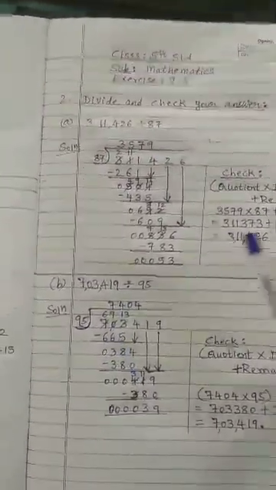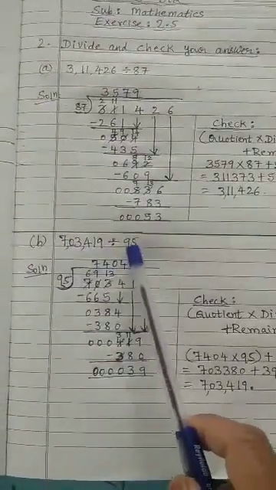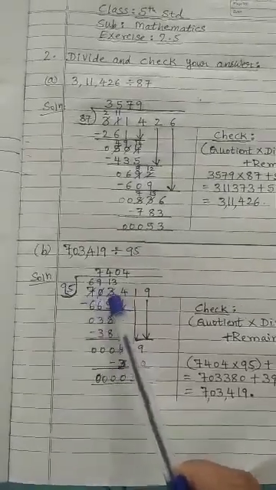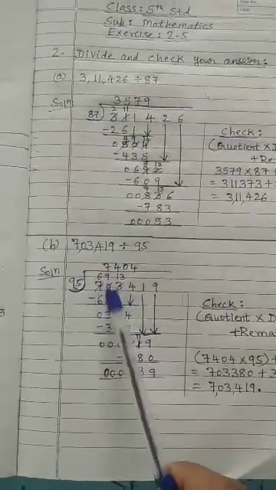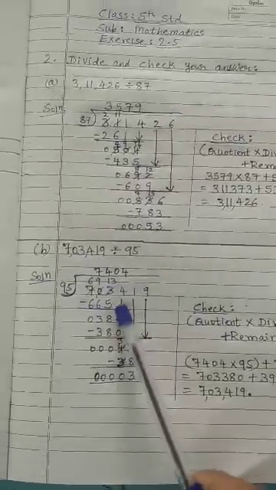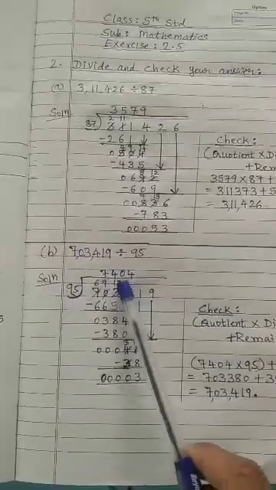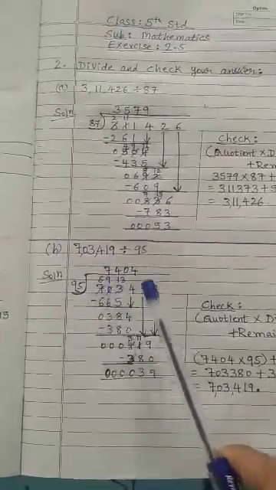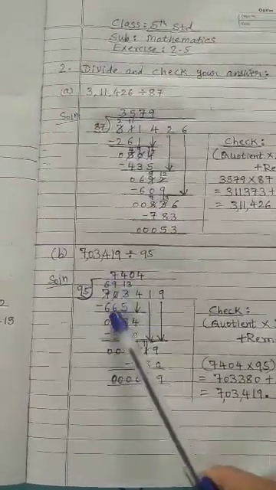Similarly, B question. What is our B question? 7,03,419 divided by 95. So first two digits not possible. So three digits, 703 take. 95 sevens are 665. Below 703 write 665 and minus subtract. 3 minus 5 not possible. From 70 borrow 1 this side. This 3 will become 13 and 70 will become 69. See there. Now 13 minus 5 8. 9 minus 6 3. 6 minus 6 0.